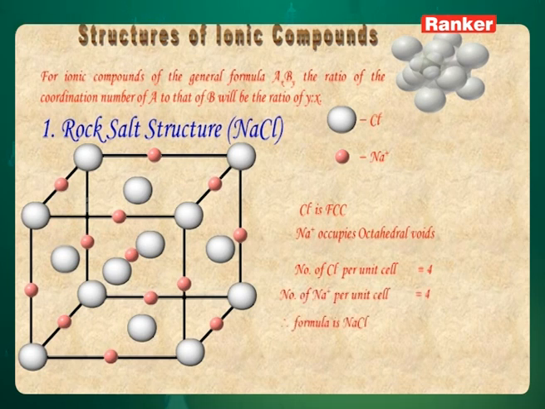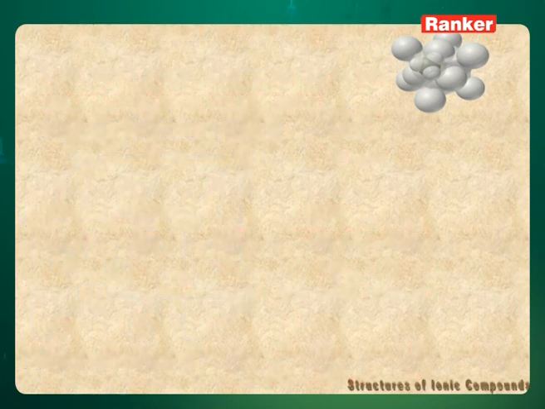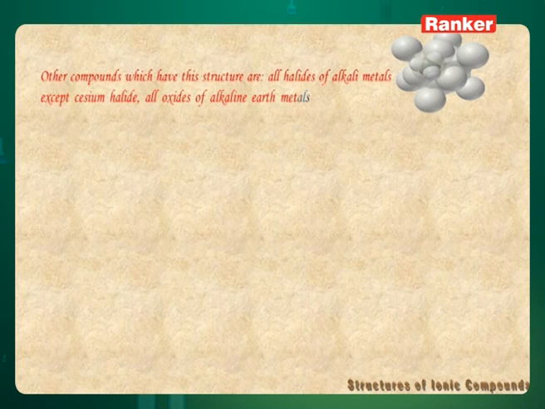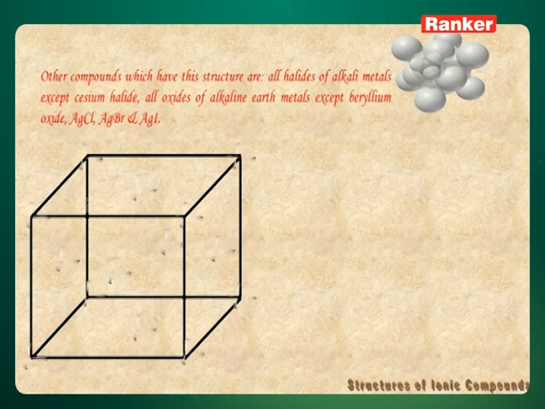Formula is therefore NaCl. Coordination number of Na+ is 6. Chloride ion is also 6, right. Other compounds which have this kind of structure are all halides of alkali metals except cesium halides, that is sodium chloride, potassium chloride, potassium bromide, sodium bromide, even rubidium bromide, rubidium chloride, and halides of alkaline earth metals, again except beryllium oxide. AgCl, AgBr, AgI, all these will have a similar kind of structure.